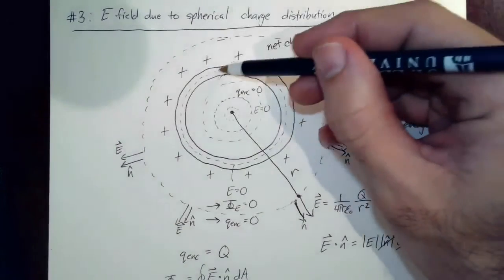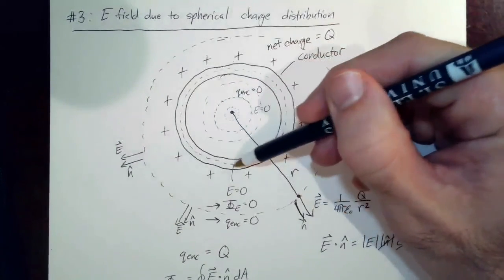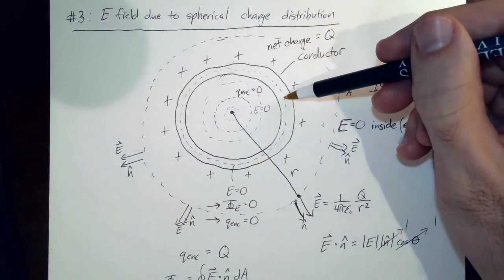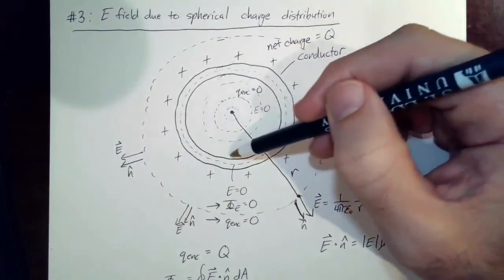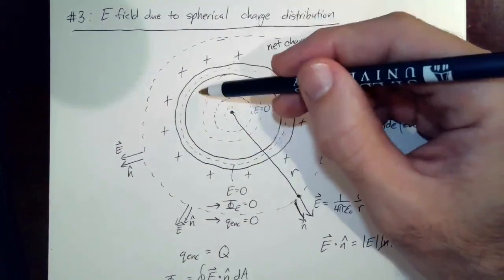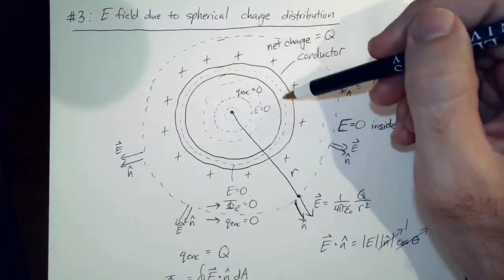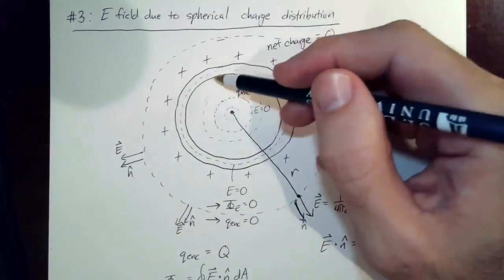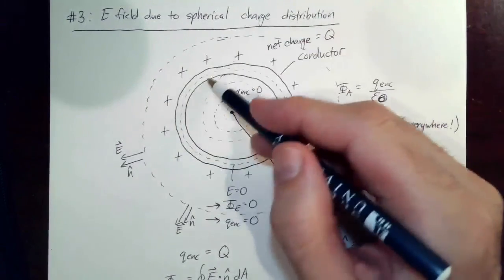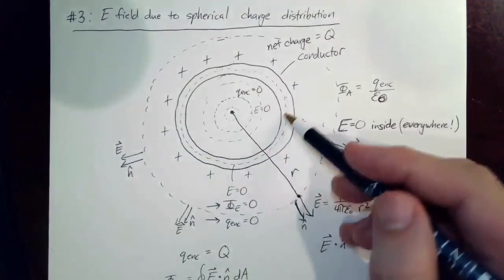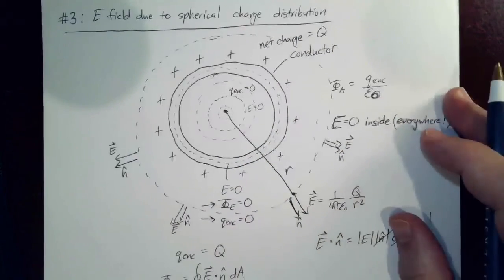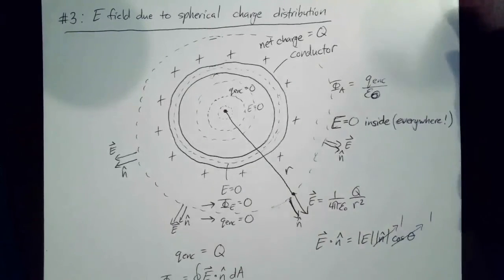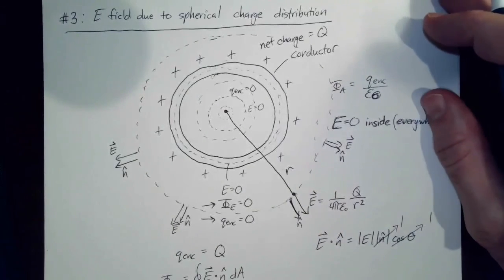Inside this material, this conducting material, the electric field is 0. And we use that to conclude that no charge can accumulate on the inside surface. No net charge can accumulate there. So the net charge has to be 0. And then we also concluded that everywhere inside of this sphere, the electric field is 0. Okay, so all three of those were applications of Gauss's law.